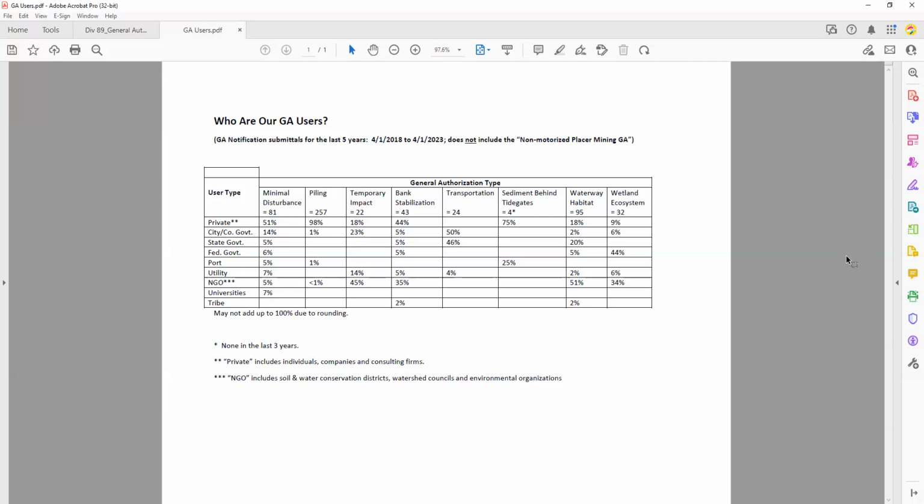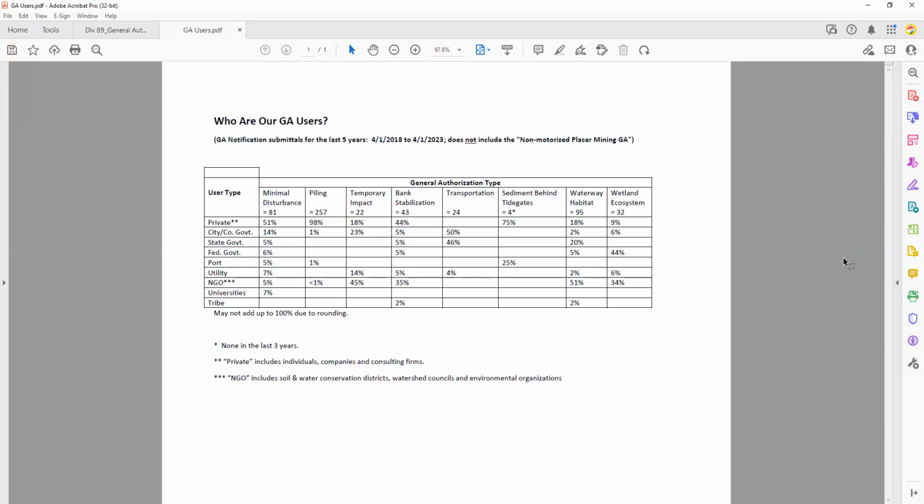That one is the most commonly used one by individual property owners. And I guess that's not surprising. Folks that live along streams and rivers often experience bank erosion in some way and are looking to stabilize the bank when it threatens substantial property. So we do see a lot of homeowners apply for that bank stabilization GA.